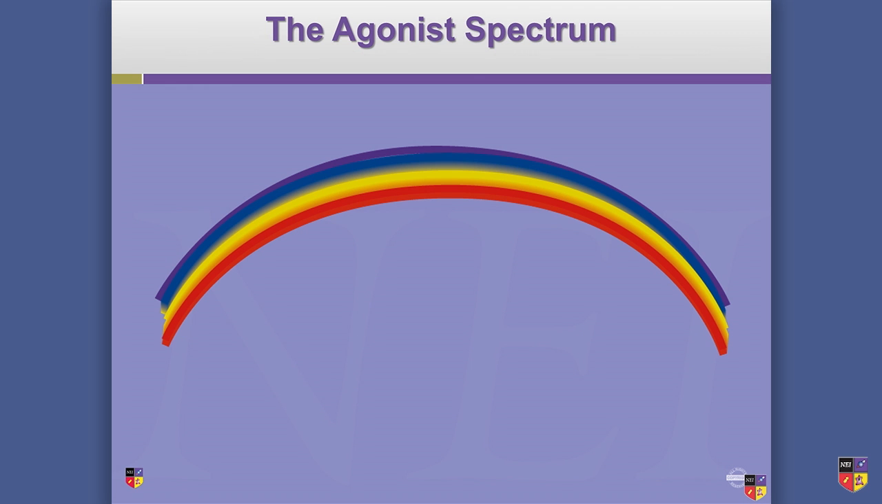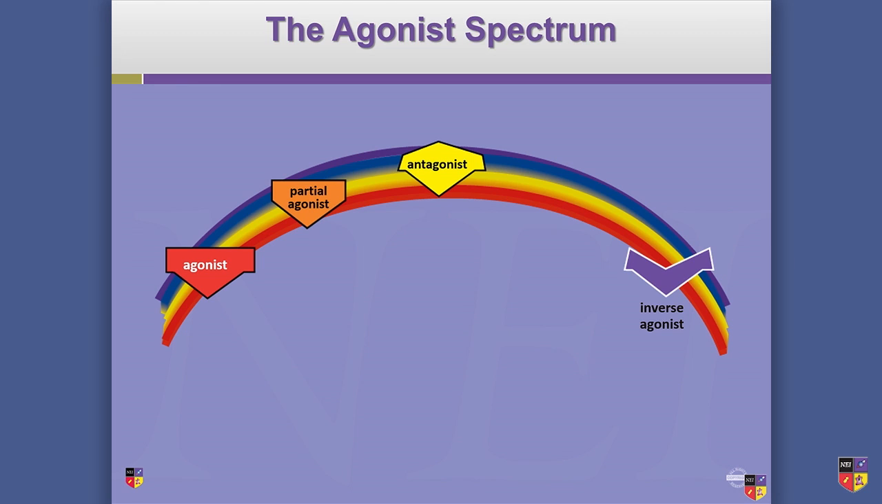We need to talk about the agonist spectrum now. This is fun. You have the agonist, and you have a partial agonist, and you have an antagonist in the middle. But what you may not know is this one, inverse agonist. In order to understand inverse agonists, we need to talk about constitutive activities.